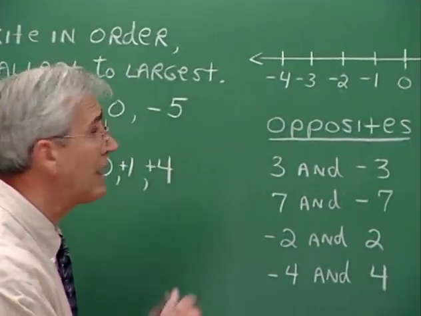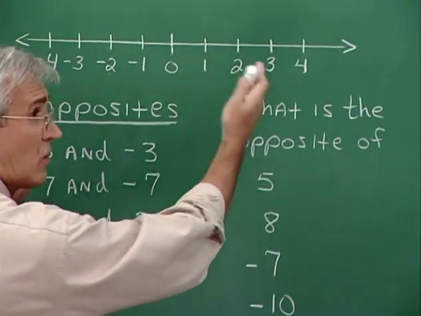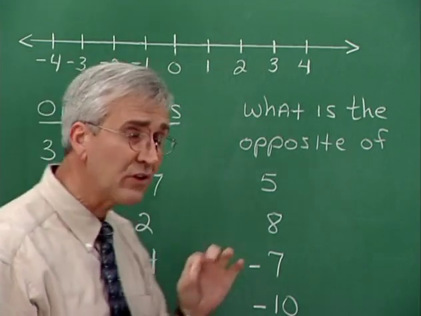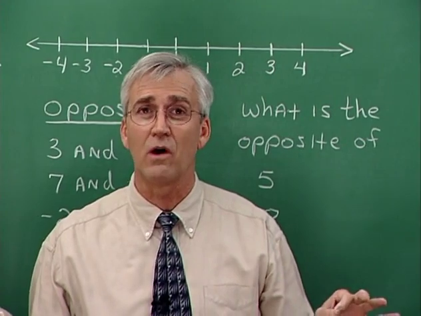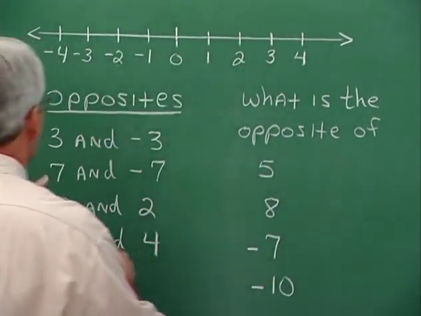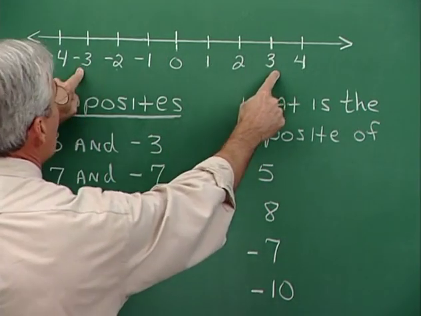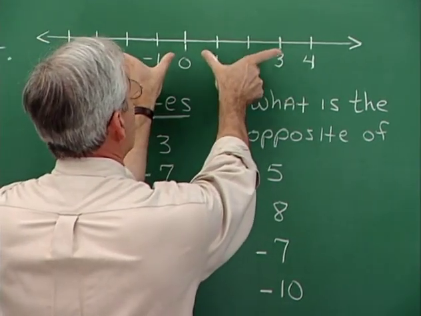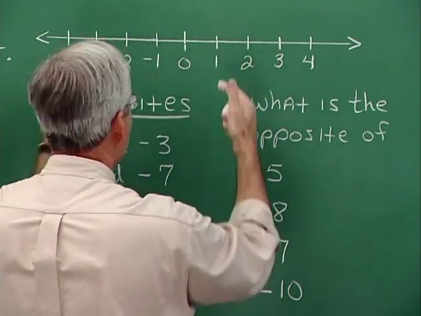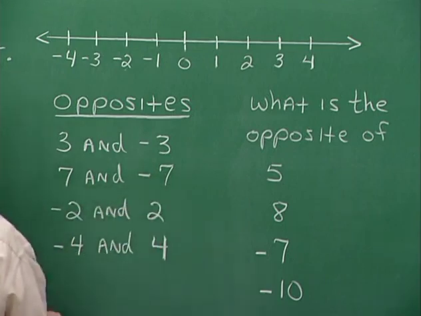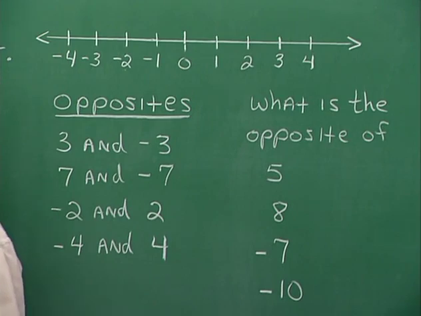Another idea associated with the number line is the notion of opposites. The opposites are numbers that are the same distance from 0, but on opposite sides of 0 on the number line. So if we're talking about 3, then the opposite of 3 would be -3, because those two numbers are both 3 units from 0 on the number line, but they're on opposite sides of 0. So they are opposites of one another. 7 and -7, -2 and 2, -4 and 4. These are all opposites of one another.